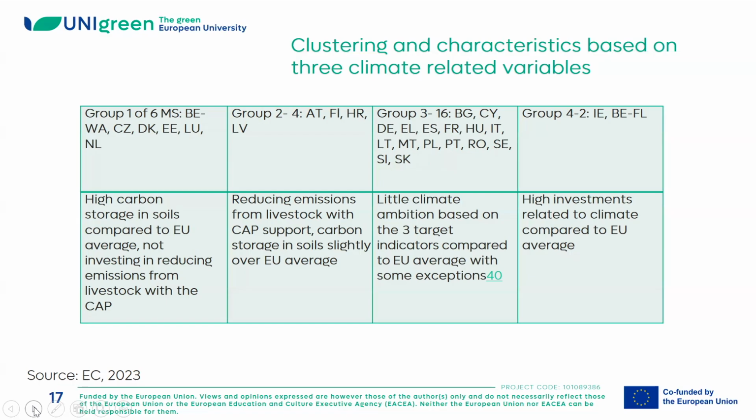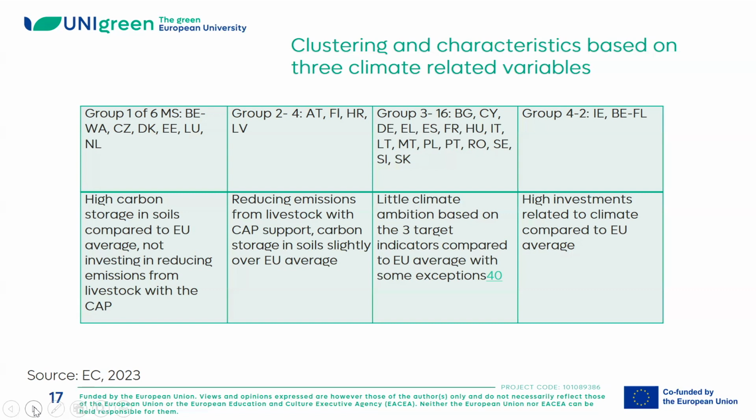The first group are countries with high carbon storage in soil compared to the European average. They are not investing funds significantly in reducing livestock emissions, and they reflect a partial climate ambition. The second group is investing in reducing livestock emissions. Their carbon storage is only slightly above the European Union average, and they are focused but balanced in climate actions. The third group is the largest, countries that show little climate ambition overall. There are exceptions, but the general trend is limited action across the three key indicators.